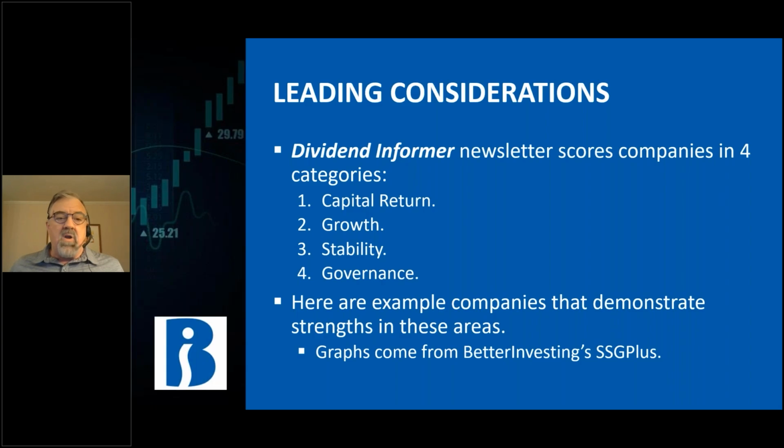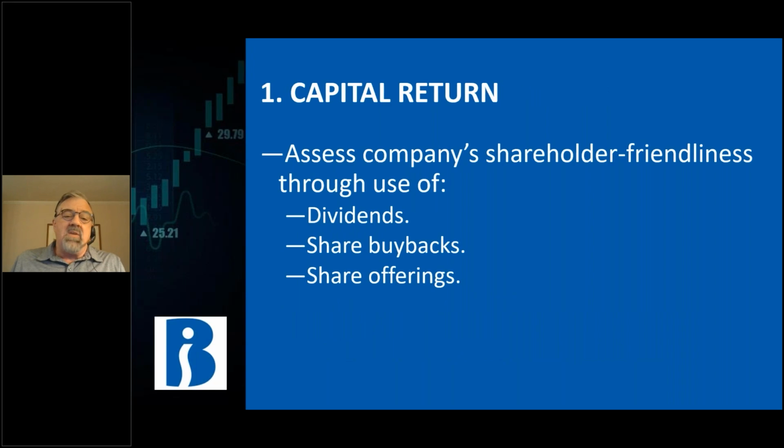So here are some example companies. I'll show you some fundamental graphs that come from our Better Investing SSG Plus Stock Selection Guide Plus application. It's interesting, as Charles mentioned, that you rarely find a perfect company that scores across the board at the top level in all of the categories, and we've definitely found that to be the case as well. So we have yet to find a perfect straight A company in our coverage. So a mixture of A's, B's, and C's can often be a recipe for finding opportunities and good values in these types of companies.